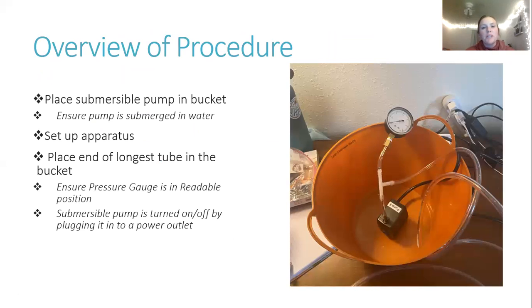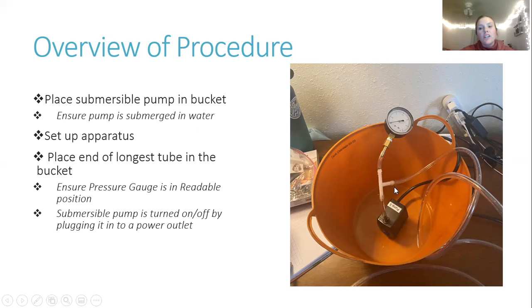So for the pressure calibration procedure, we're going to start by setting up the apparatus. You're going to place the submersible pump in the bottom of your bucket and just ensure that this pump is submerged in water at all times. Then you're going to connect this small tube from the pump to the T-fitting, and then one end of the T-fitting is going to be connected from a small tube again to your pressure gauge.